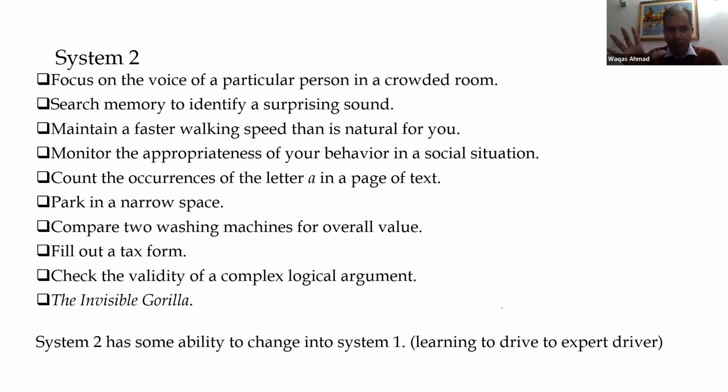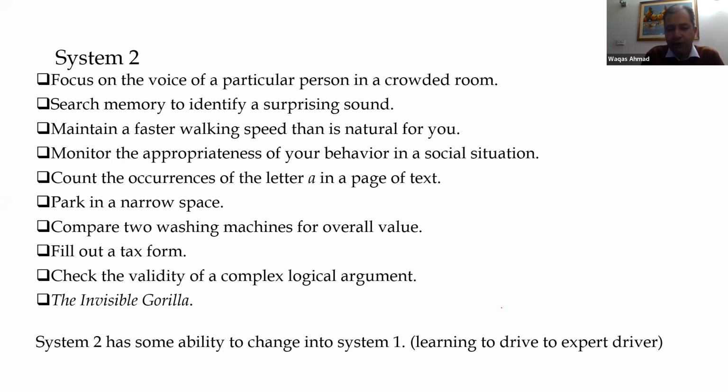When they show this video to the participants, in the middle of that video, somebody would come in, in the costume of a gorilla, and start dancing in the middle of the video. And when they later checked, most of the people could not see the gorilla. Why? Because the brain was focused on counting those passes. This is system 2. Now the issue is, and this is the beauty of the human brain, that many things which are initially system 2 can turn into system 1.